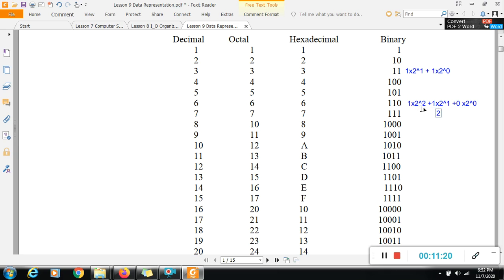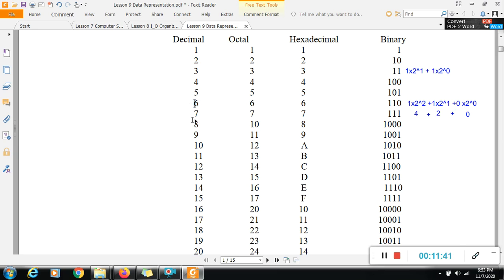Here we have 4 times 1, which now becomes 4. And here we have 0. So, here we have plus. Here we have plus. That gives us 4 plus 2 plus 0, which gives us 6. And that's the 6 we have here.